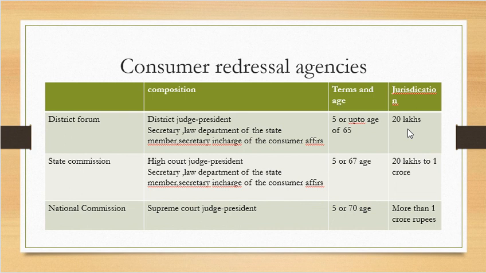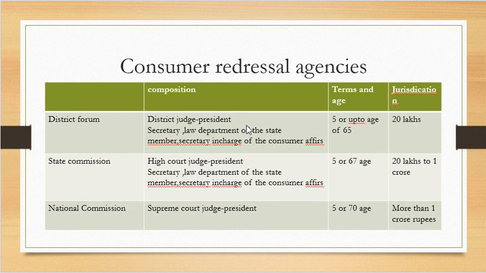Moving on to the state commission. The state commission will be headed by a high court judge. And what is the composition of the state commission? A person who is or who has been a judge of a high court, appointed by the state government, shall be its president. Then there will be two other members who are persons of ability and integrity. One of them will be a woman.